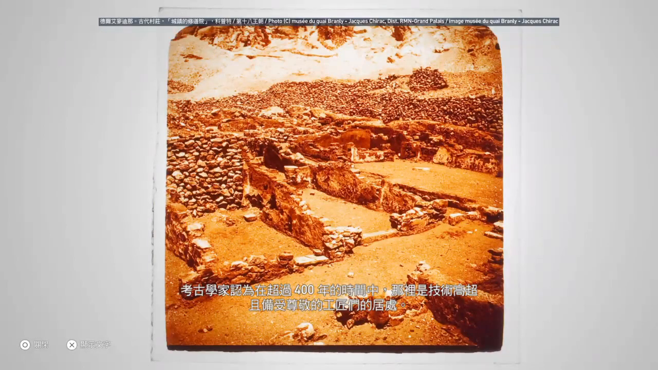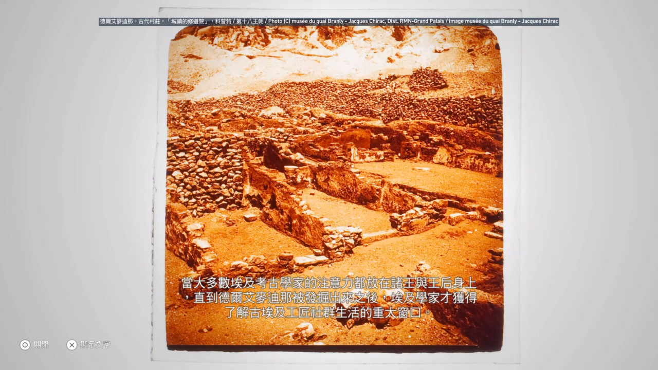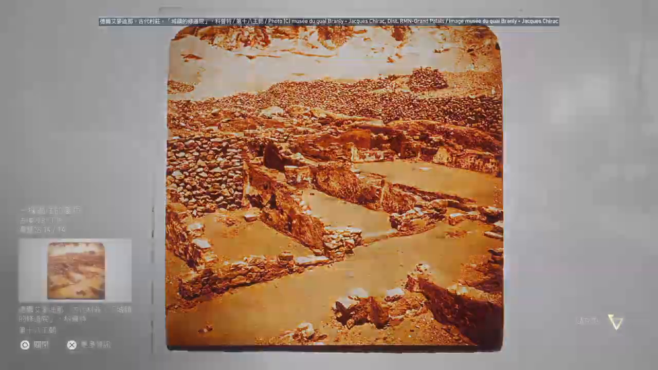Archaeologists believe the site was home to skilled and respected artisans for over 400 years. It is considered one of the most important discoveries relating to Egyptian daily life. While much of the focus of Egyptian archaeology was on its kings and queens, it wasn't until the excavation of Deir el-Medina that Egyptologists were given a valuable window into the community life of ancient Egyptian artisans.